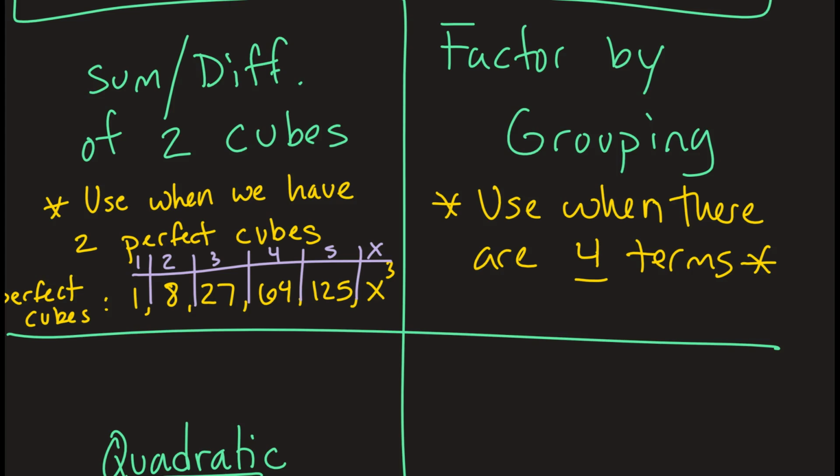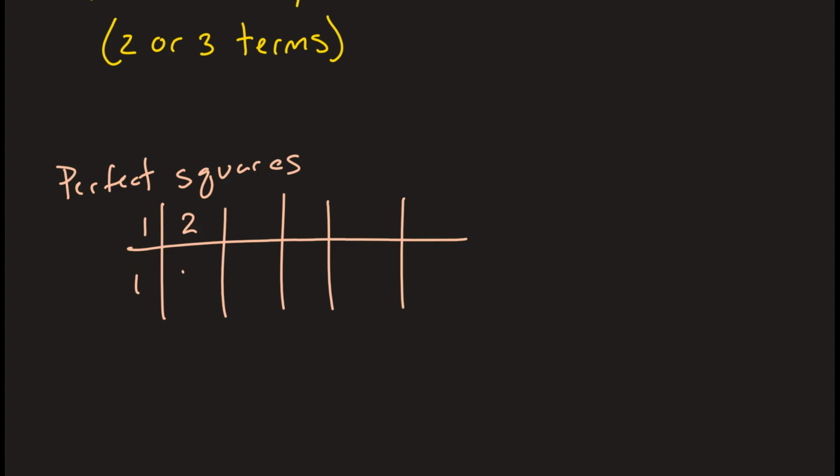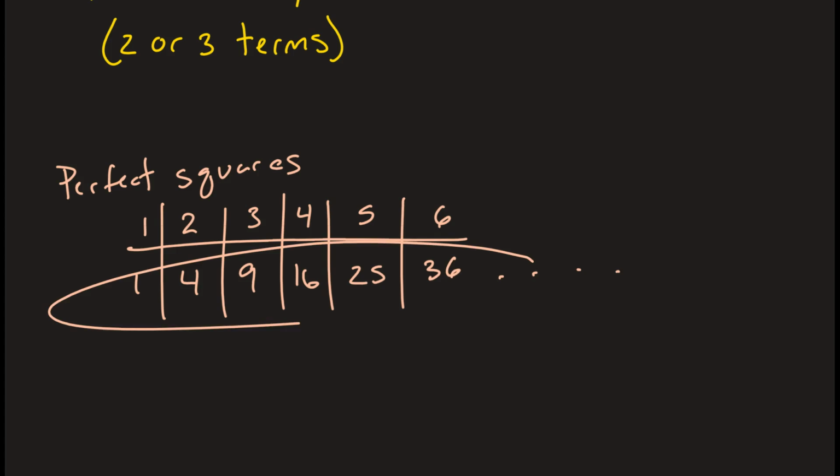Do we need to go over perfect squares? What's 1 times 1? What's 2 times 2? 4. What's 3 times 3? What's 4 times 4? 5 times 5? 6 times 6? And keep going. These are all perfect squares. What's x times x? X squared.